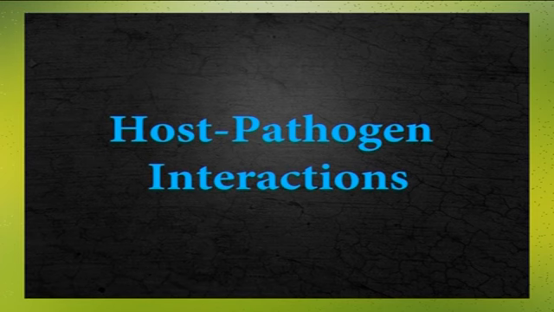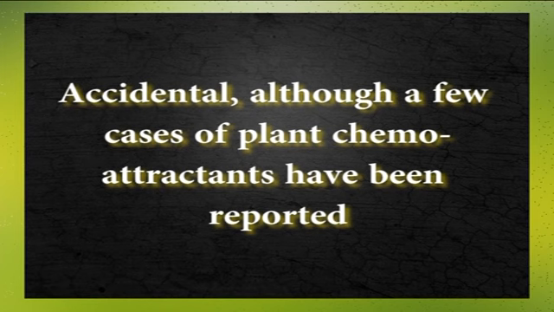Continual monoculture in an area will usually enable increase in inoculum, making it easier for pathogens to be disseminated. Next is host pathogen interactions. Infection of plants by bacteria can occur in multiple ways. Infection is generally considered to be passive, that is accidental, although a few cases of plant chemoattractants have been reported.